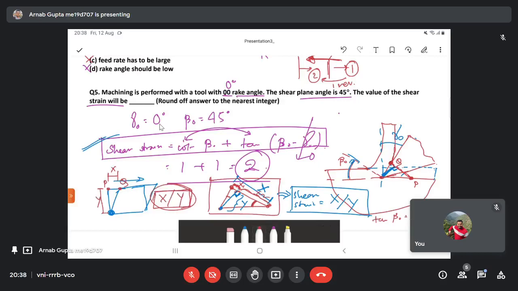Similarly, this angle, I think you have to calculate it. It's just beta naught minus gamma naught. So how are you getting that? Just let me show it in short.